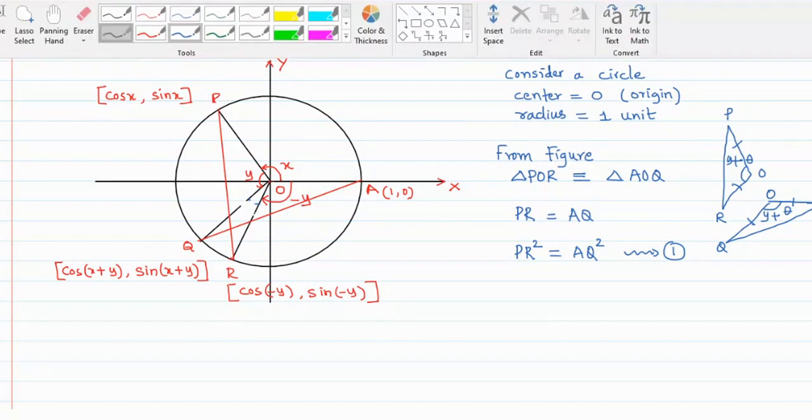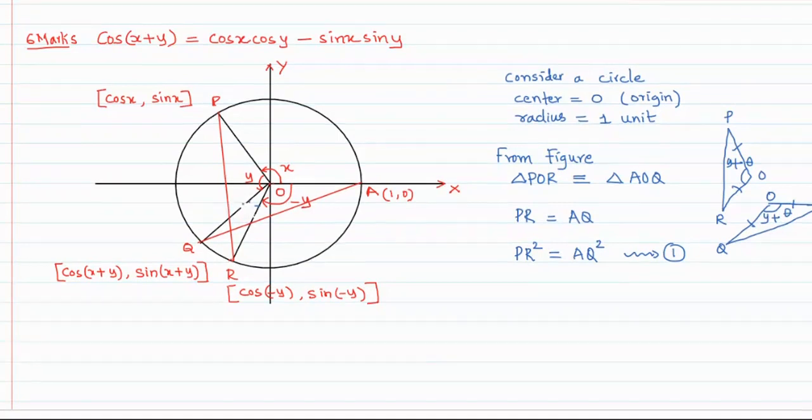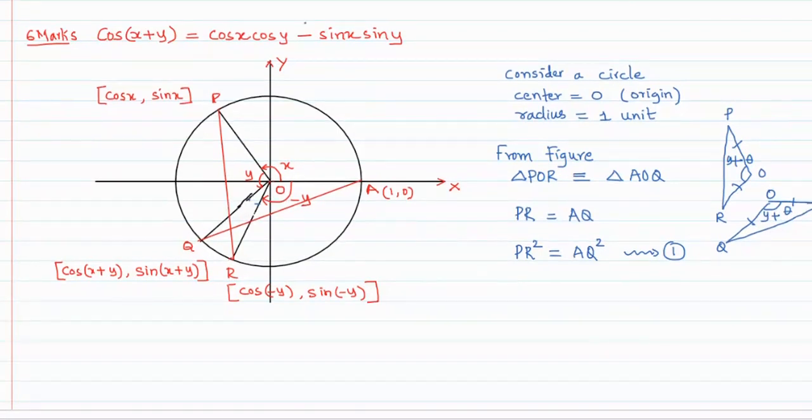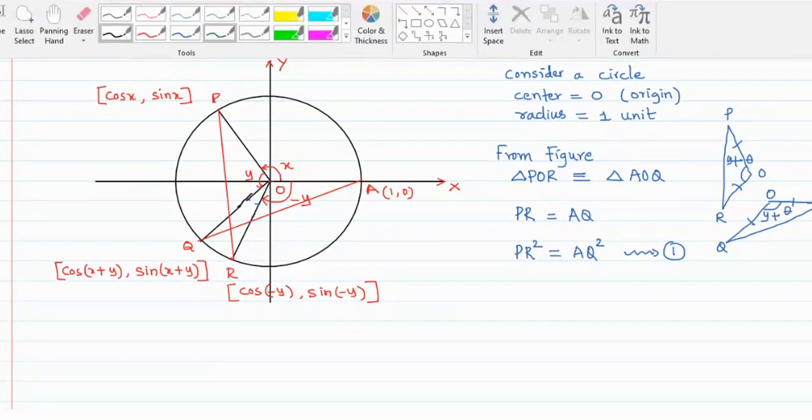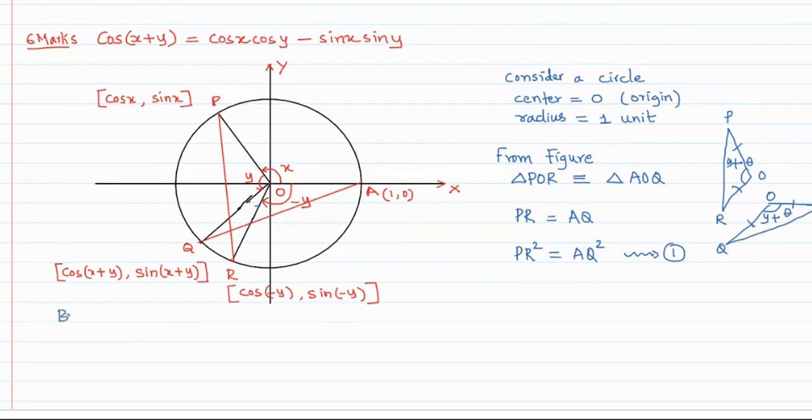So there is a circle with the center O and radius equal to 1 unit. P, Q, R are 3 points on the circle whose polar coordinates I have shown in the figure. Now, by using the distance formula, we will be calculating PR and AQ.